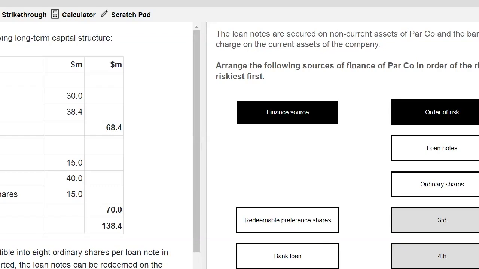Each question will consist of 2 marks. So in each OT case study, you have 5 questions and each question is 2 marks, so each objective case study will consist of 10 marks. Like this objective case study has question number 1. The loan notes are secured on a non-current asset, and the requirement is to arrange the following sources of finance of a power company in order of risk to the investor. Okay, we will choose the right option and then we will move to the next.